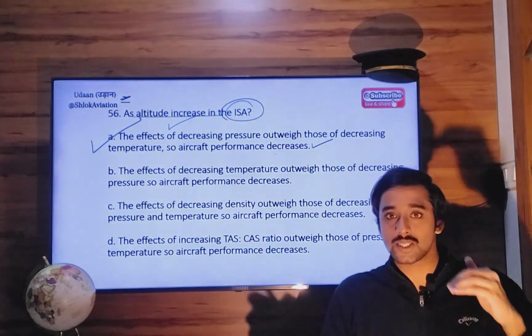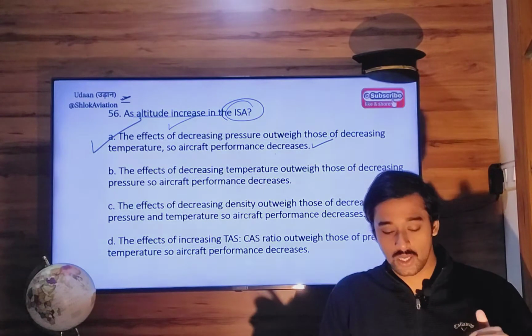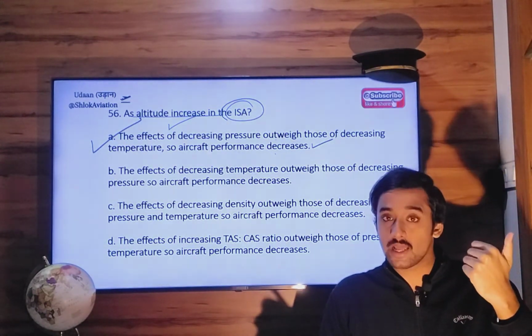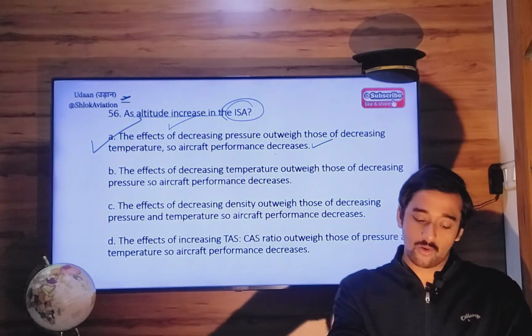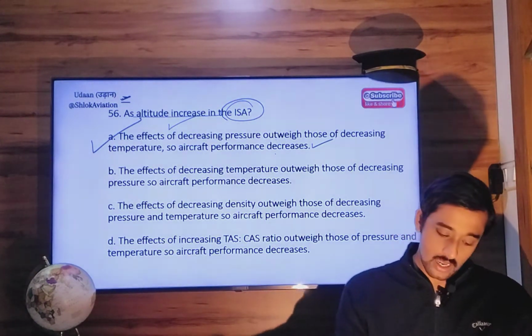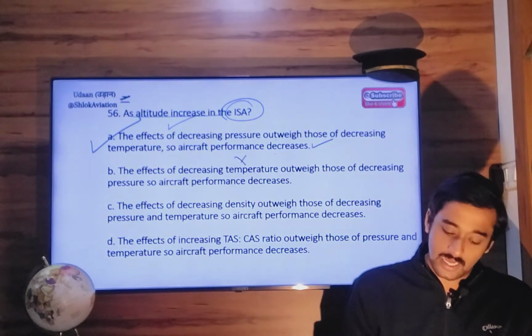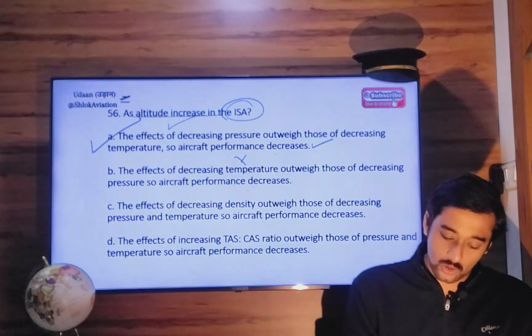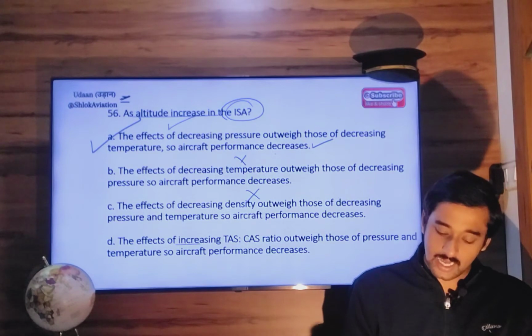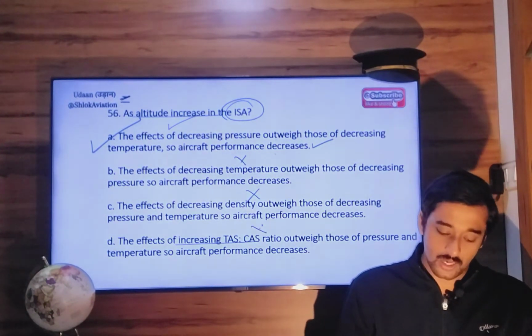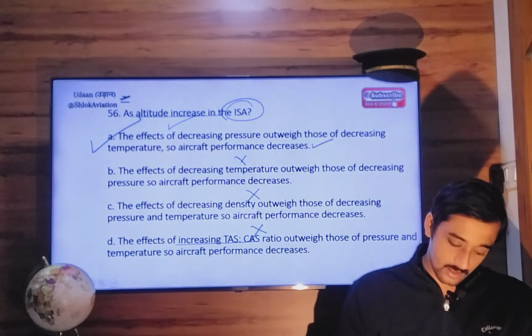If pressure decreases, density will decrease. Density of air will decrease. So the aircraft performance will also decrease. Effects of decreasing temperature outweigh pressure? No. Effects of decreasing density outweigh pressure? No. Effects of increasing task to cash ratio outweigh those of pressure? No. So option A is the right one.